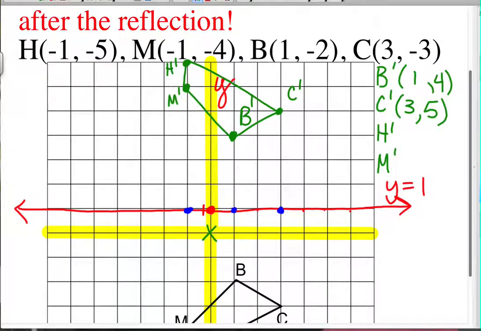How about H prime? From the origin, left 1, so that's a negative 1, up 1, 2, 3, 4, 5, 6, 7. And M prime would be left 1, so a negative 1, up 6, right? 1, 2, 3, 4, 5, 6. Yes, positive 6. So it definitely gets tricky when we are reflecting a shape across a line that is not the x-axis or y-axis, right? There's a lot more work involved when you're reflecting a shape across a line that you first have to determine and draw.